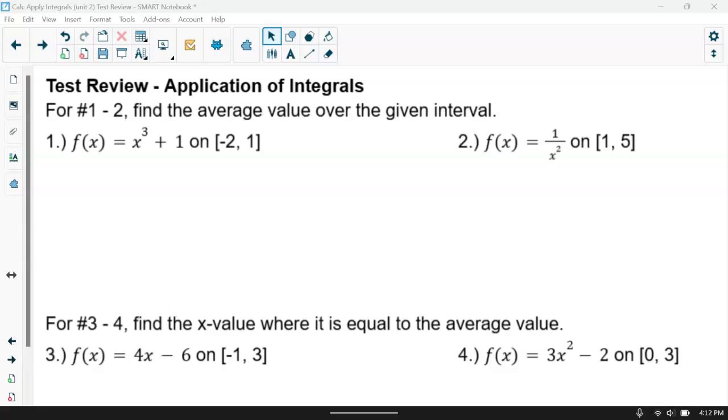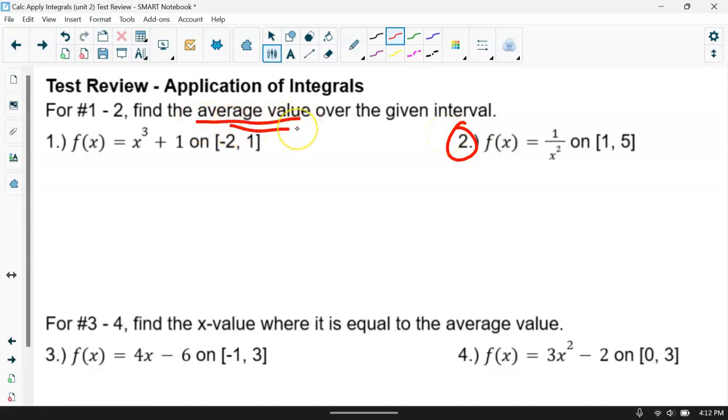Guys, so in this video for the calculus test coming up with our application of the integrals, I'm going over just some of the questions here throughout the review, like one from each section. So like here, I'm going to go over number 2. So again, if the question says find the average value, don't forget about that fraction here when we're dividing.